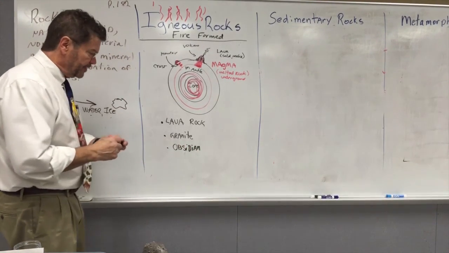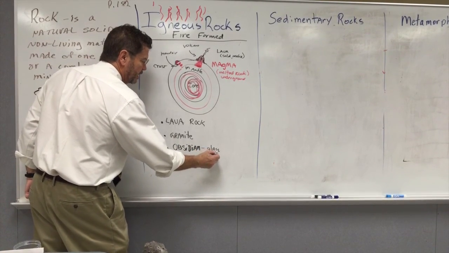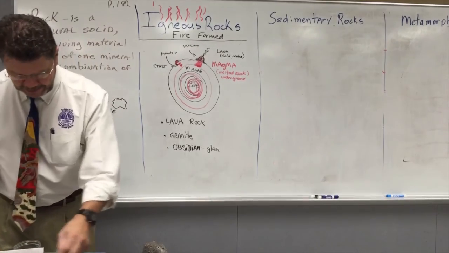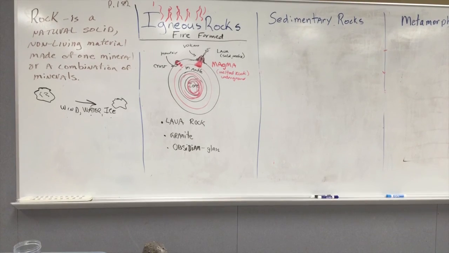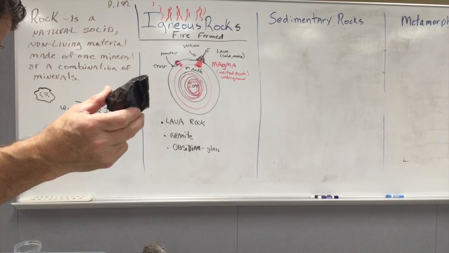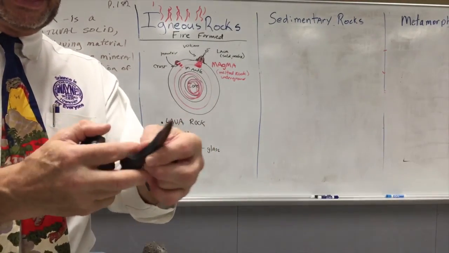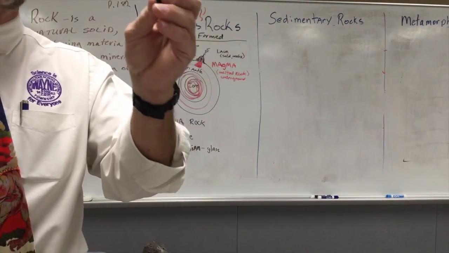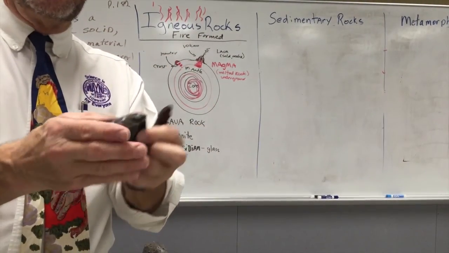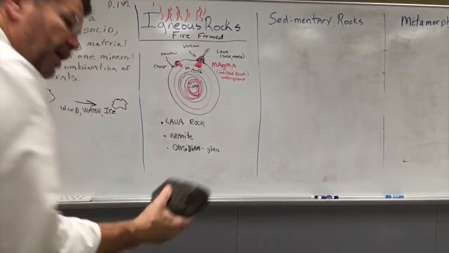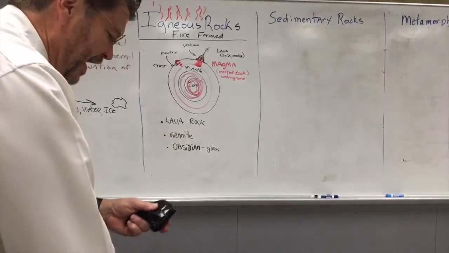Obsidian. Obsidian is like glass. And I have some right here. Here is a piece of obsidian. Check it out. Awesome. That's obsidian. And this is obsidian. And even this little rounded piece that got rounded probably in water is obsidian. So we have lava rock, we have granite, and we have obsidian.